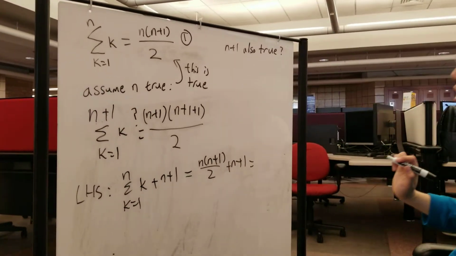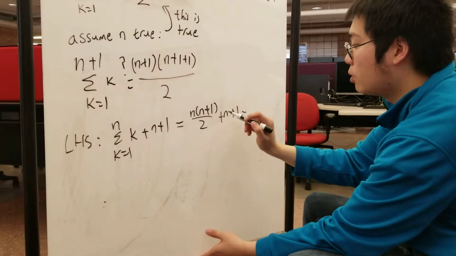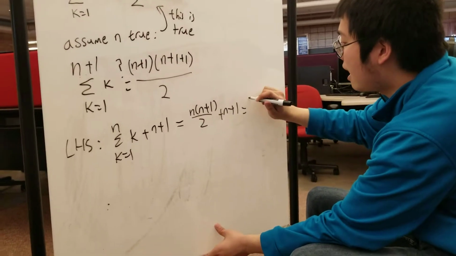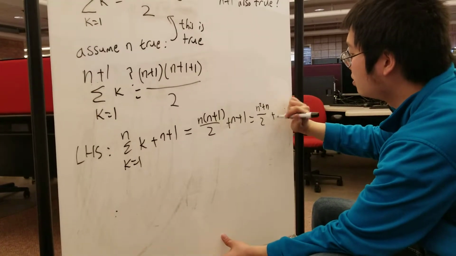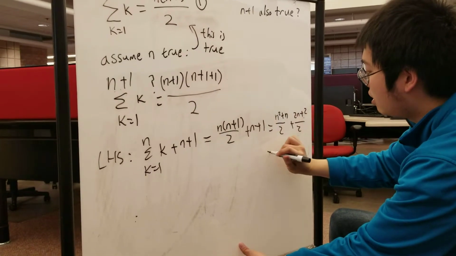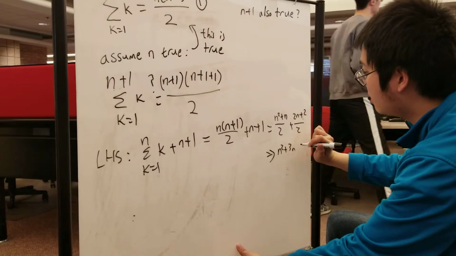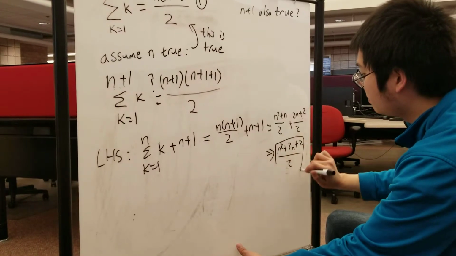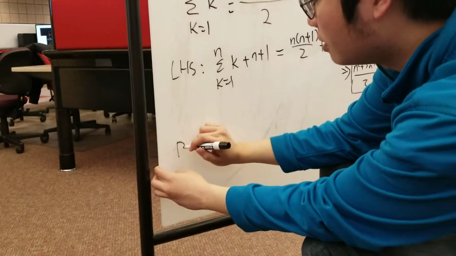From there, we can finish it off with some basic algebra: distribute out the n and n plus 1, multiply the n plus 1 by 2 over 2 to get it in the same denominator, and we have this. Which means our final solution is n squared plus 3n plus 2 over 2. Now we just want to show that the right-hand side is exactly the same thing.